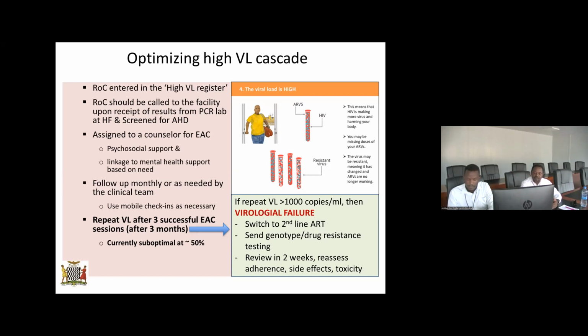And it's important that we improve this performance, because we don't want to have recipients of care who are unsuppressed in communities, because that is a recipe for more transmissions if people are unsuppressed at community level. So we need to ensure that we are doing the repeat viral load after 3 months, and if they haven't resuppressed, taking the necessary clinical decisions. Once we are satisfied with the adherence and someone is still unsuppressed, we switch to second-line ART and then send a sample for genotype or drug resistance testing as per guidelines, and then we continue to follow up on adherence as we switch them to second line.